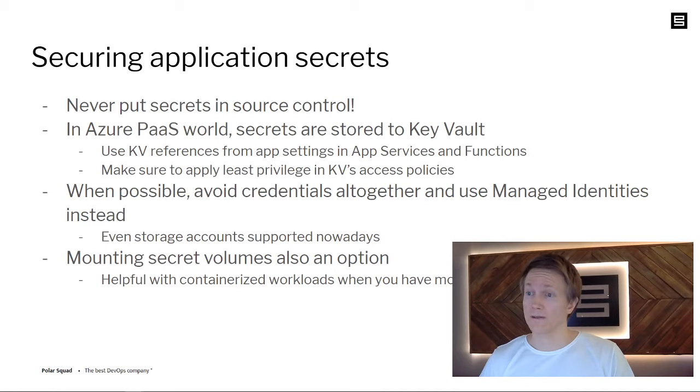In the Azure PaaS world, secrets are usually always stored in Key Vault. That's part of the de facto place. And Key Vault has this pretty new feature called references, which makes it possible to reference secrets from Key Vault without exposing the actual values of the secrets in app settings. So I highly recommend using that. And as a final thing, of course, you need to make sure that you apply least privilege to the Key Vault's own access policies, so that only the application is able to access those secrets.